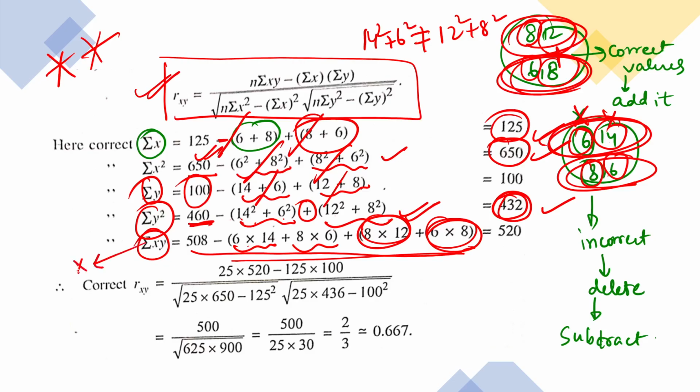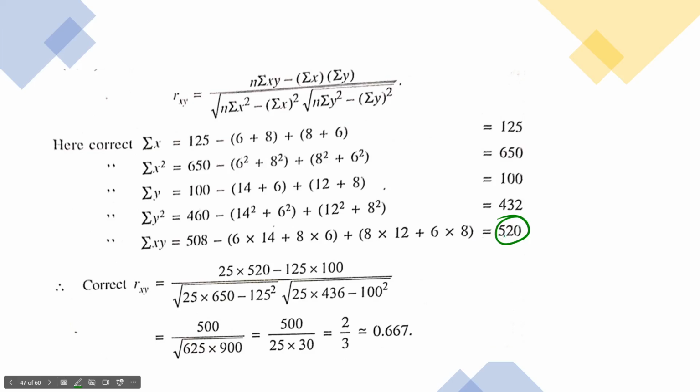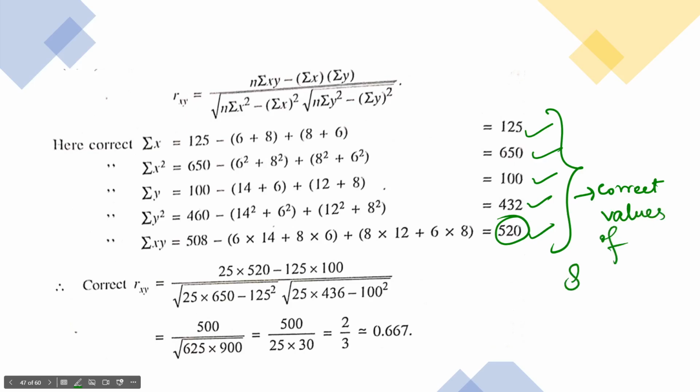This can be done wrongly, so you have to check this very carefully. Okay. So after that you will get, I am erasing all this, 520. So 125, 60, 100, 432 and 520. These are the correct values of summations.